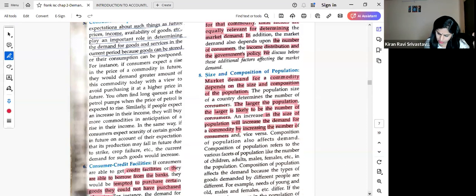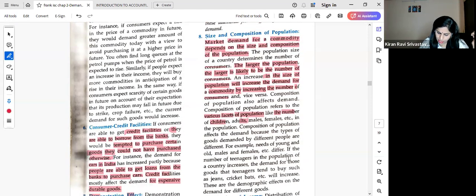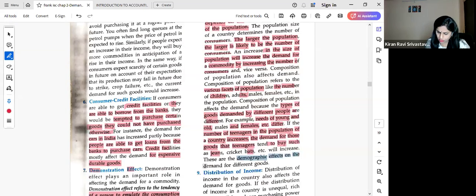Composition of population refers to the various facets of the population, like the number of children, adults, males, females, etc. in the population. Composition of population affects the demand because the types of goods demanded by different people are different. For example, the needs of young and old, male, female, etc. will differ. If the number of teenagers in the population of a country increases, the demand for goods that teenagers tend to buy, such as jeans, cricket bats, etc., will increase. And these are the demographic effects on the demand for different types of goods.